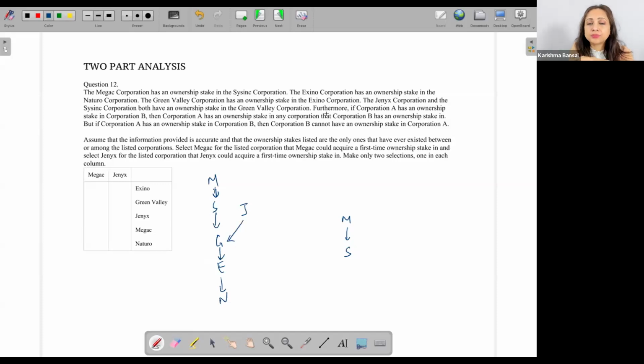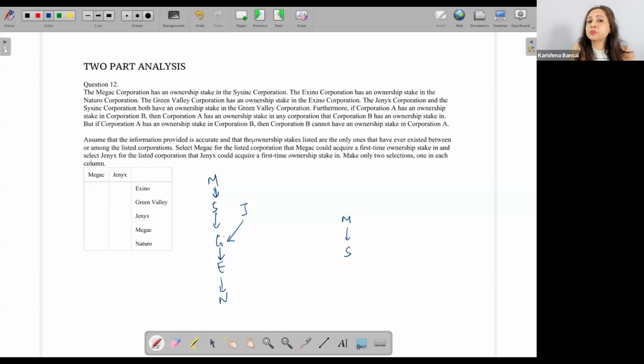and I'm also given that Genix also has an ownership stake in Green Valley. Now, further, if Corporation A has an ownership stake in Corporation B, then Corporation A has an ownership stake in all the corporations that Corporation B has an ownership stake in. So essentially, it just means that, for example, if M has a stake in S, then M has a stake in all the others as well, right? Fair enough. But if Corporation A has an ownership stake in B, then B cannot have an ownership stake in A. So then it is not possible that G has a stake in J, for example, because J already has a stake in G, yeah?